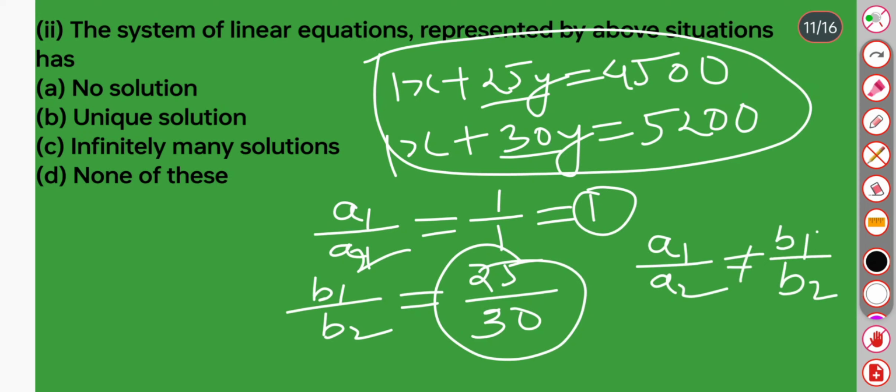Now whenever you get this condition, it means the lines are intersecting. So how many solutions does an intersecting line have? One solution, or you can say a unique solution, that is option number B. Option number B is the correct one. Okay, let's move to the next question.